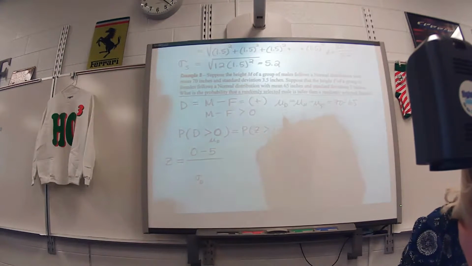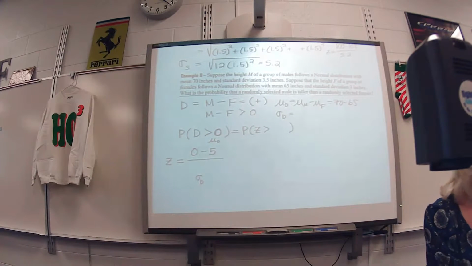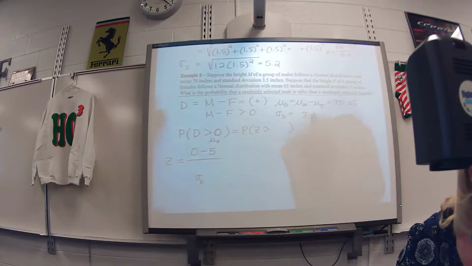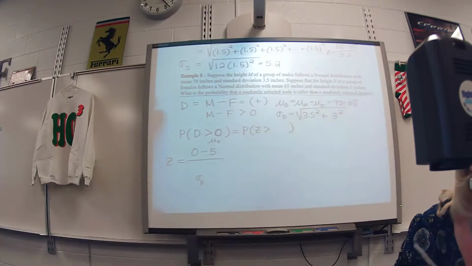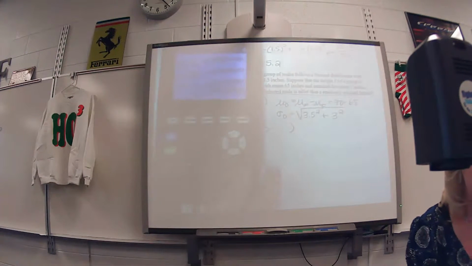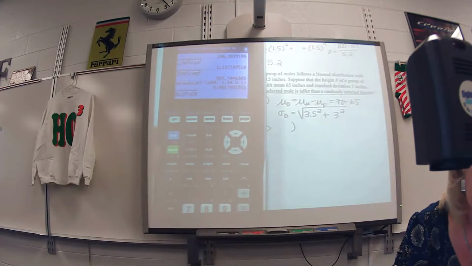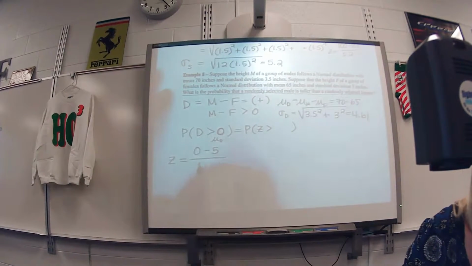But for the standard deviation for D, I don't care if you're adding or subtracting random variables. You have to take the standard deviation for the first one, square it, add it to the standard deviation for the next one, squared, and then take the square root of that whole thing. Don't square root each one separately. You have to do it all together. So you type into your calculator, under one big square root, 3.5 squared plus 3 squared, and you get 4.61. That's what goes down here.